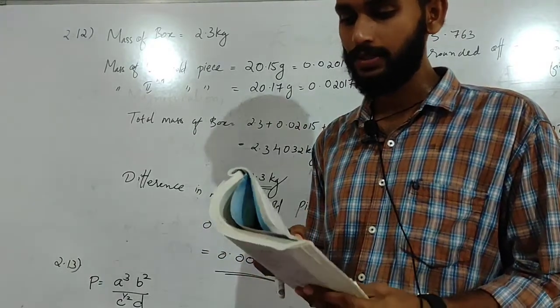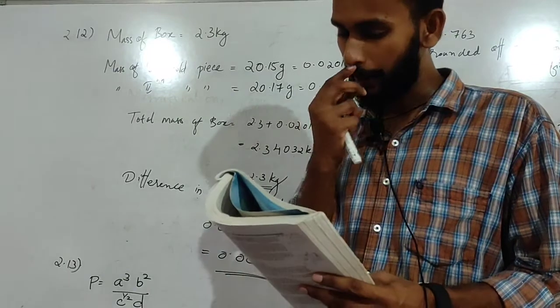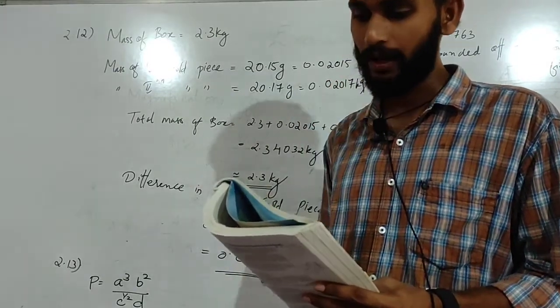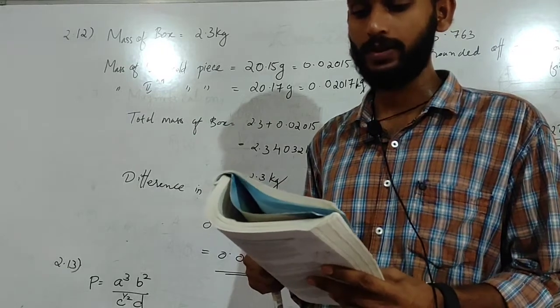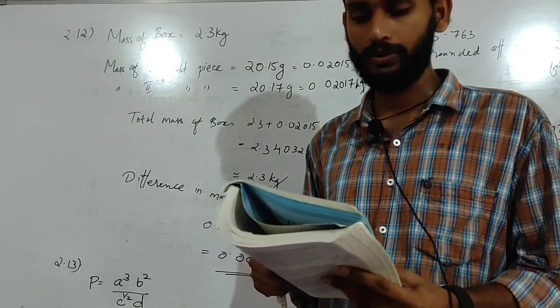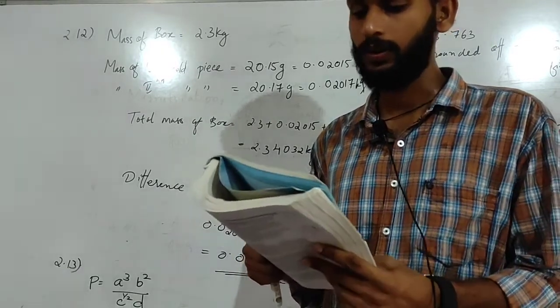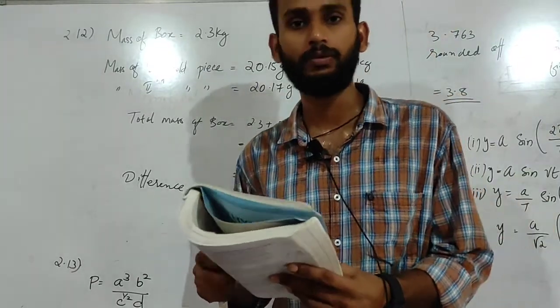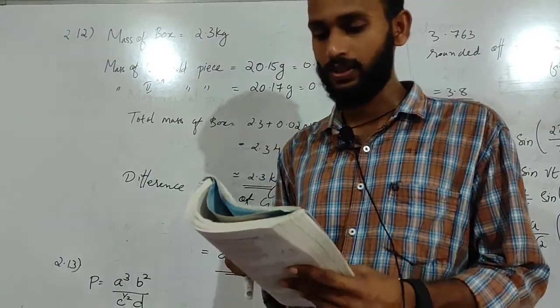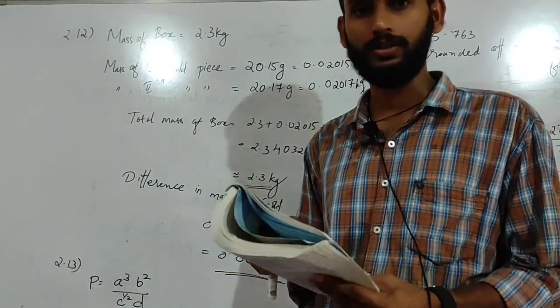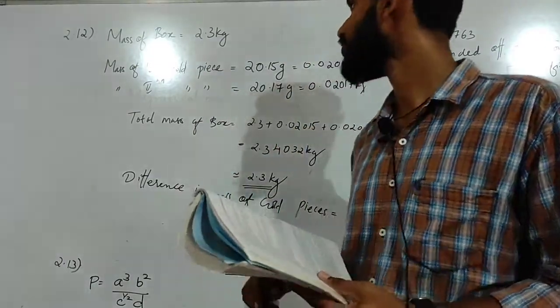Two gold pieces of masses 20.15 gram and 20.17 gram are added to the box. So first of all, you have to convert that grams into the kilogram, that is the SI unit. So the first question is that you have to find out the total mass of the box.